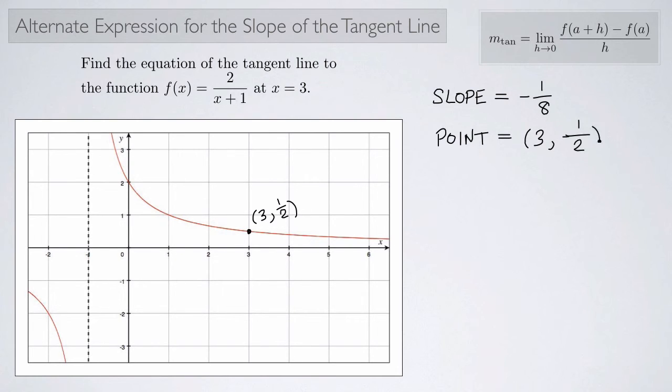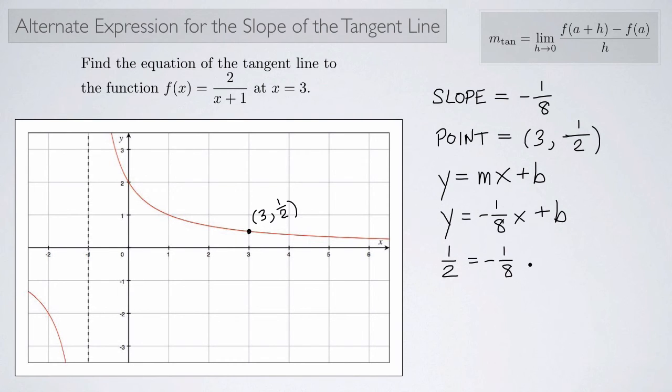So between the slope and the point, I should be able to get an equation for the tangent line. So I know the general form for a line is y equals mx plus b. So I can plug in the slope, that's negative 1/8 x plus b. And then I can use the point to solve for b. So this will be 1/2 equals negative 1/8 times 3 plus b. And if you solve this for b, you end up getting b equals 7/8. And so my final tangent line equation here is negative 1/8 x plus 7/8.